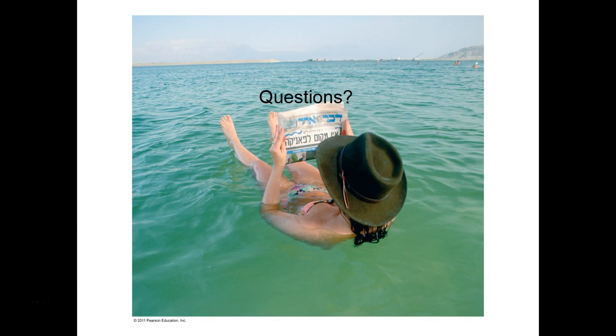And this image is showing you what happens when you have very salty water. When the salt concentration is high, that means that the water becomes more dense, and that's why this woman is able to easily float on the water.